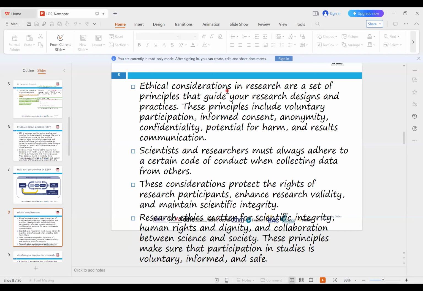Any idea? So which question? Voluntary, yeah. Which question? Voluntary. What is voluntary participation? Any idea?